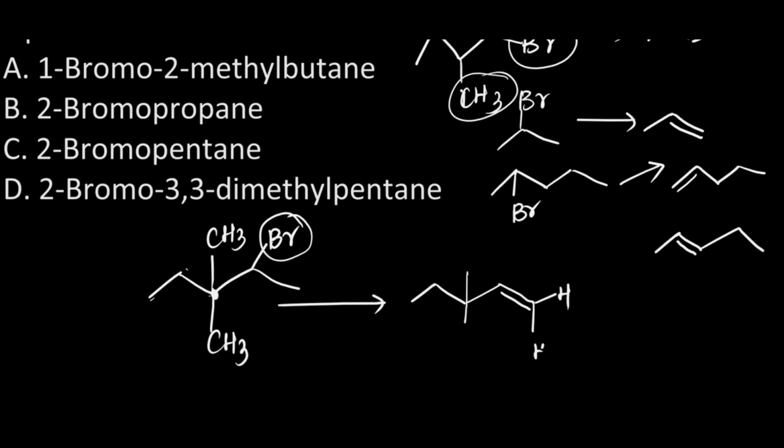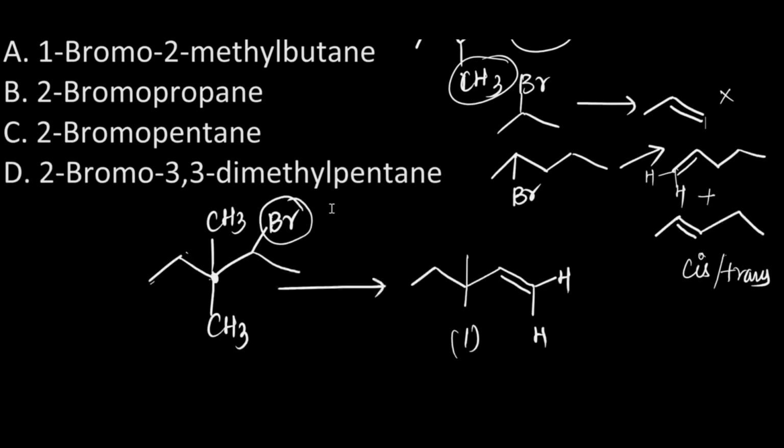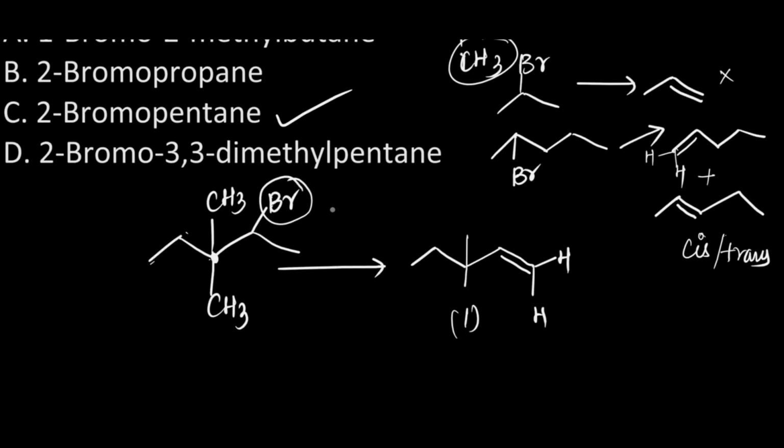So let's see out of this which can form geometrical isomers. This alkene is the only product, so this can't exhibit any isomer, so only one. In this case, this can't exhibit, but another product can exhibit cis and trans form. This is a terminal alkene, so no chance. The first one is also a terminal alkene, so no chance. So the answer to this question becomes option C.